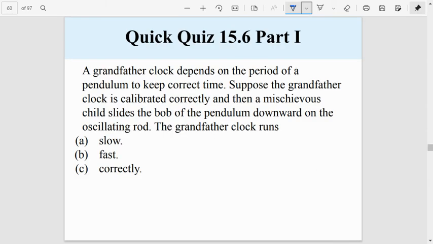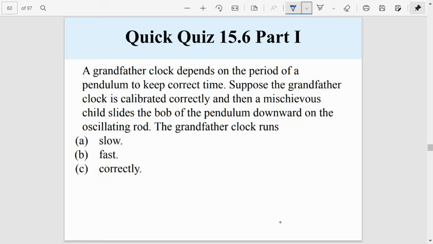So let's look at the grandfather clock here. And obviously, it has to swing with the exact same period so that the hands of the clock tick evenly every second. Now, some child slides a bob down the rod, so it's a bit further along, closer to the floor. And the question is, well, what happens to the grandfather clock?